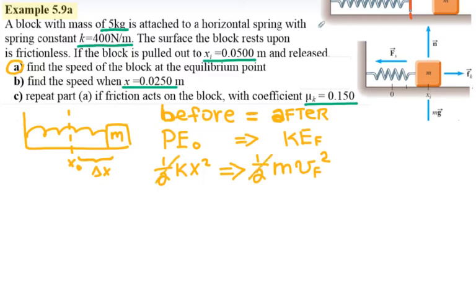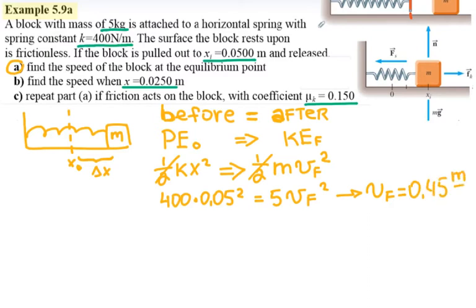So the maximum stretch in this case was 0.05. So k is 400, stretch was 0.05 squared, and the mass of the block is 5 kilograms. And I have final velocity squared. So from here I find that my final velocity is equal to 0.45 meters per second. So that is the velocity of the block when it passes over equilibrium.